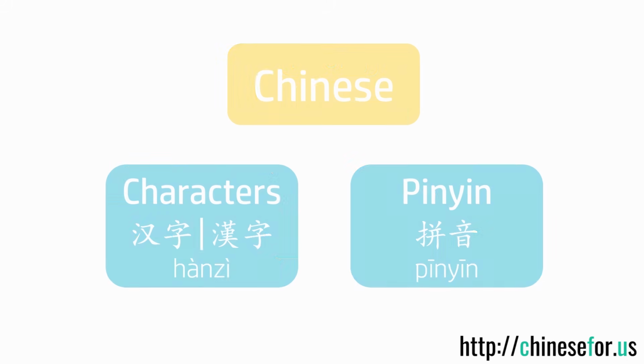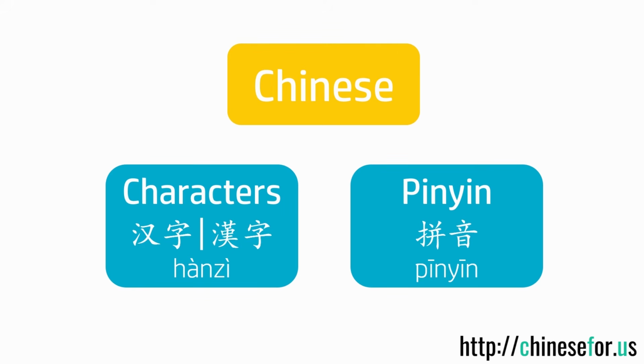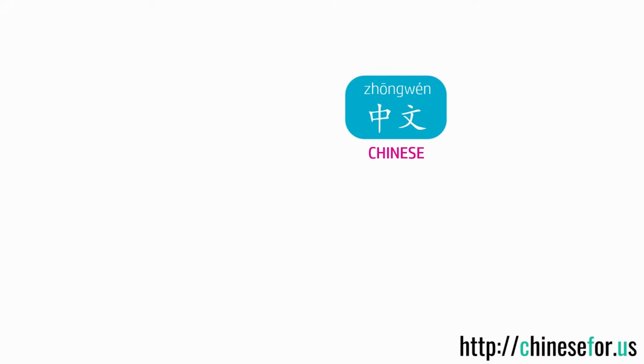So now that we know what we're dealing with here, in order for you to learn Mandarin Chinese, you should know that there are two systems. One is characters, the writing system, and the other is Pinyin, the phonetic system. Here's some examples with characters, Pinyin, and their translation.